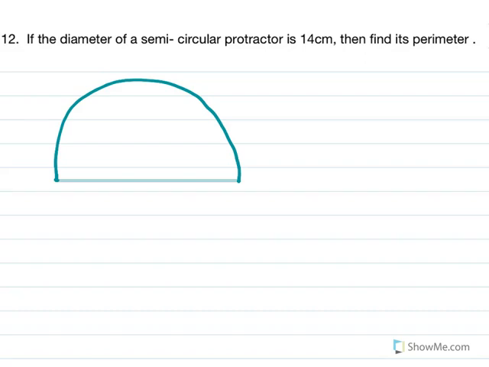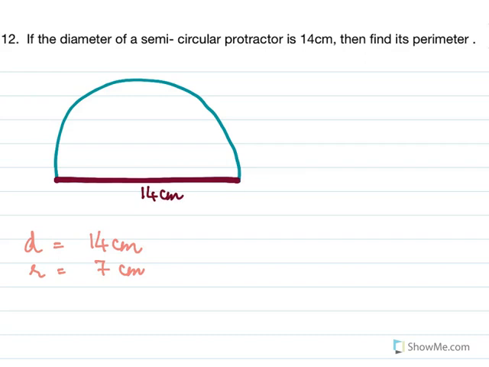If the diameter of a semicircular protractor is 14 centimeters, so we have diameter equal to 14 centimeter, radius would be half of it, that would be 7 centimeter. Find the perimeter. Now here is the protractor, and the protractor has got two parts. It has this part which is equal to the diameter, and that would be 14 centimeter. And then we have the circular part, and here is the circular part.